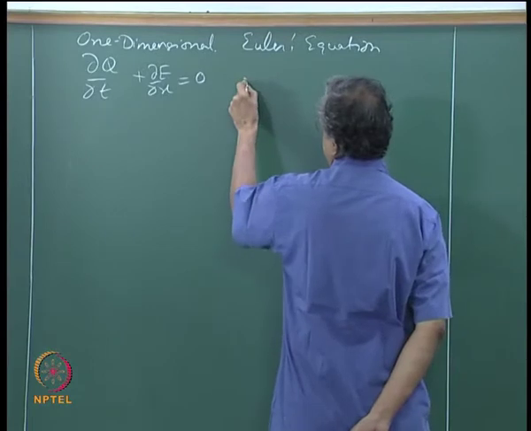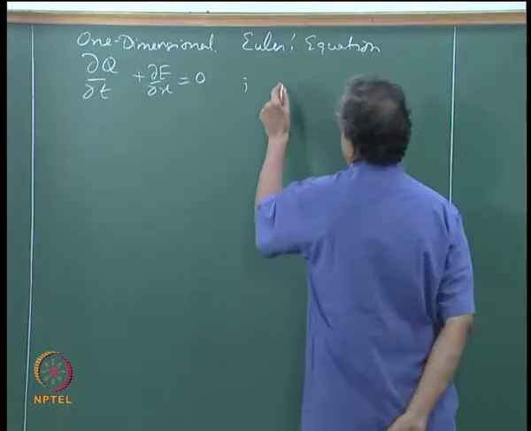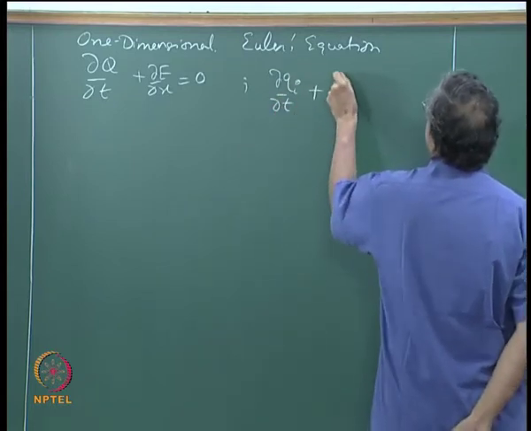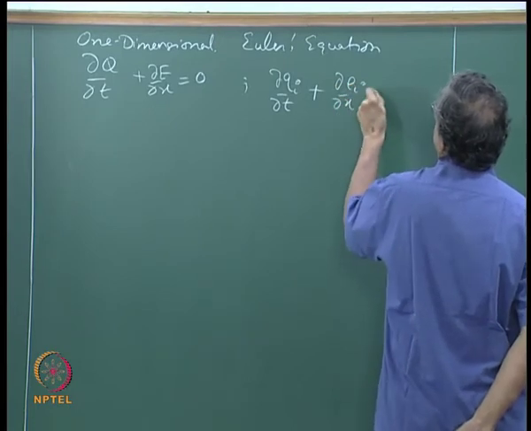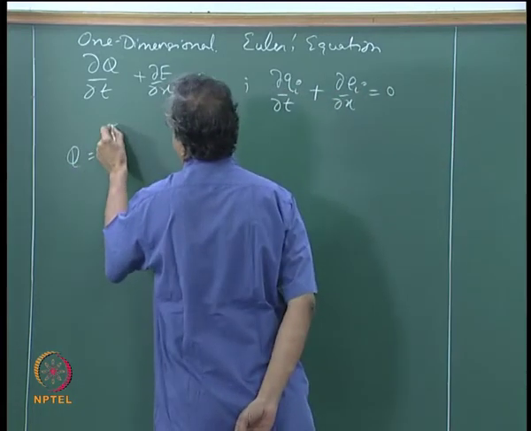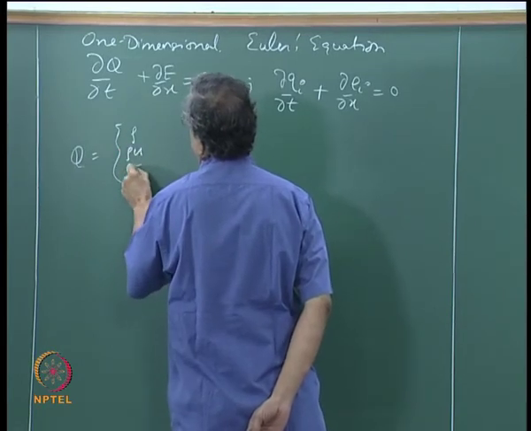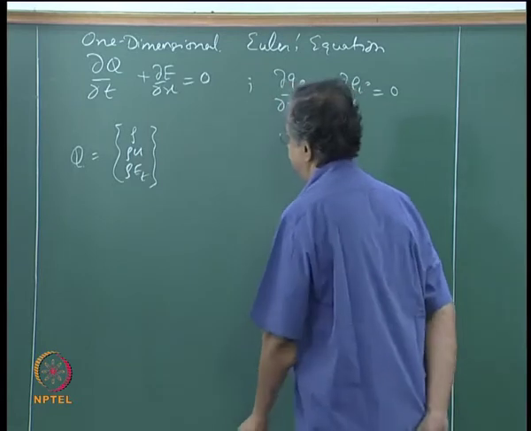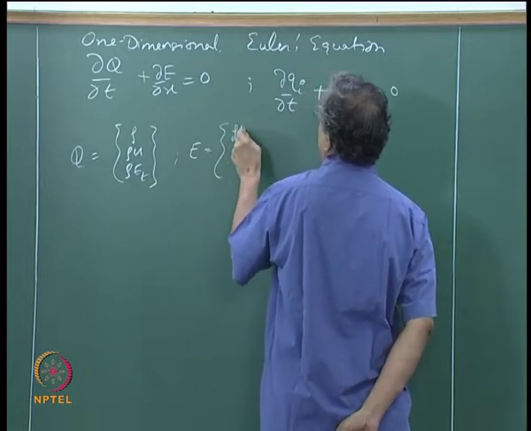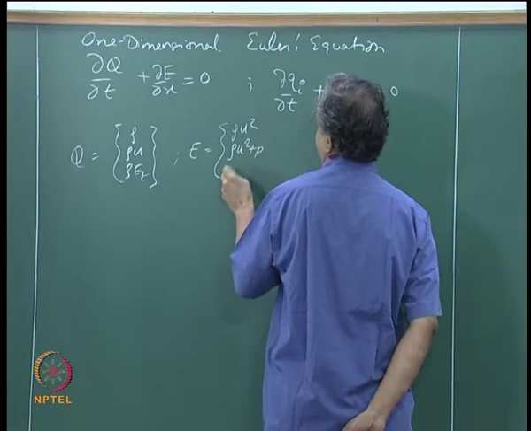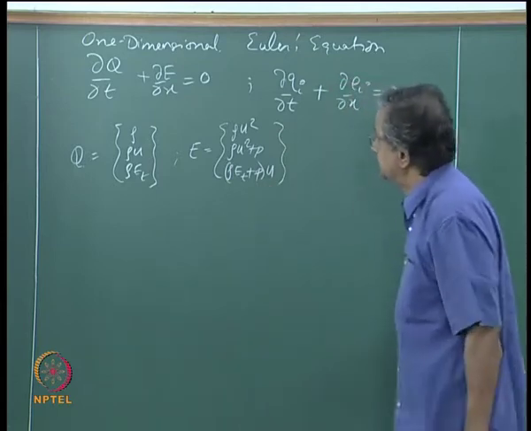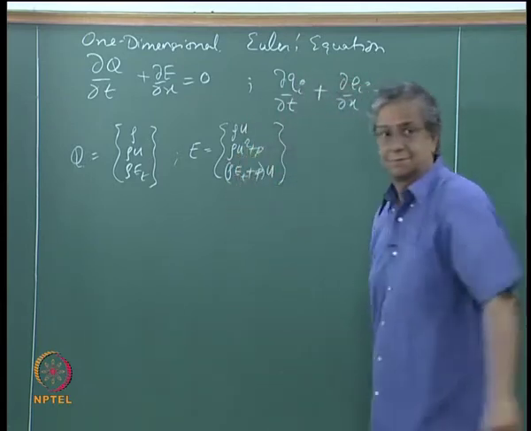If you want that in index notation, that would be dou qi dou t plus dou ei dou x equals 0. We saw that Q had components rho, rho u, rho e t. And E had components rho u squared plus p, rho e t plus p times u. Rho u squared plus p. Thank you.